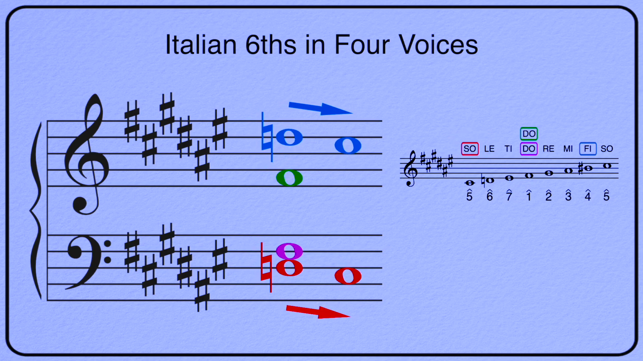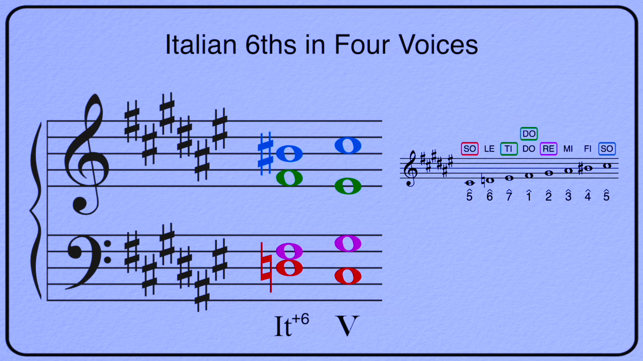when going to 5. And you don't want to double fi for the same reason. It only has one place to go, up to so. 2 voices with fi, parallel octaves. The only note in the Italian sixth that can resolve in 2 different directions is do, the 3rd above the bass. Watch as we go to the 5 chord.